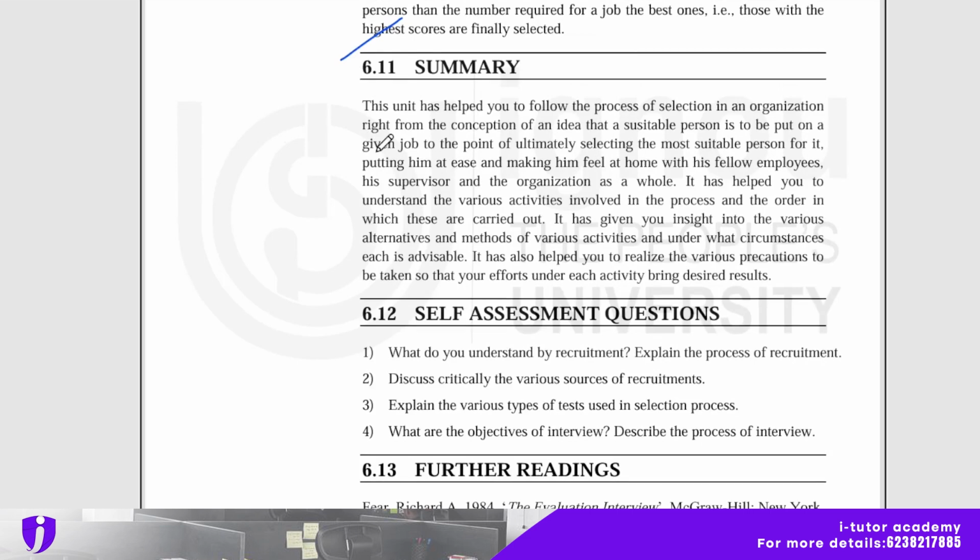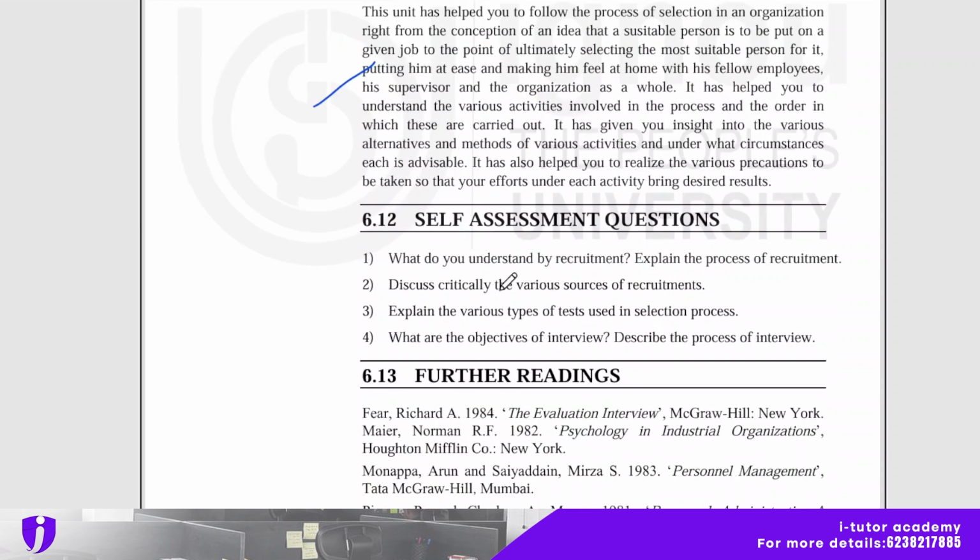This unit has helped you to follow the process of selection in an organization, right from the conception of an idea that a suitable person is to be put on a given job to the point of ultimately selecting the most suitable person for it, putting him at ease and making him feel at home with his fellow employees, his supervisor and the organization as a whole. So it has helped you to understand the various activities involved in the process and the order in which these are carried out, and it has given you insight into the various alternatives and methods of various activities and under what circumstances each is advisable. It has also helped you to realize the various precautions to be taken so that your effort under each activity brings the desired result.